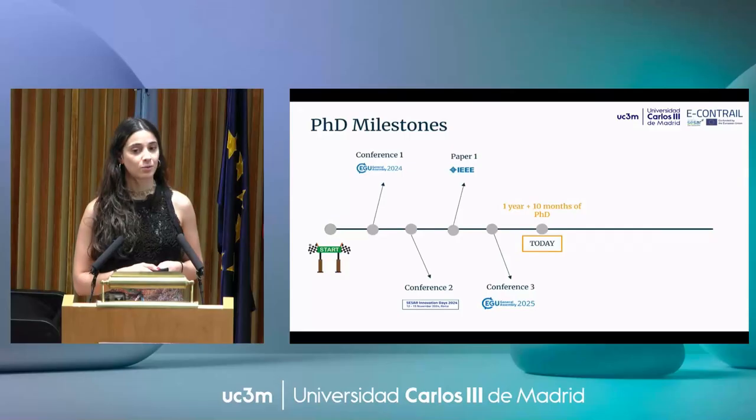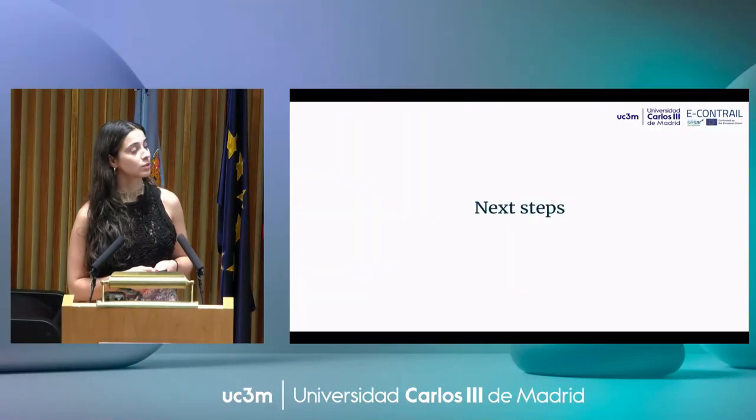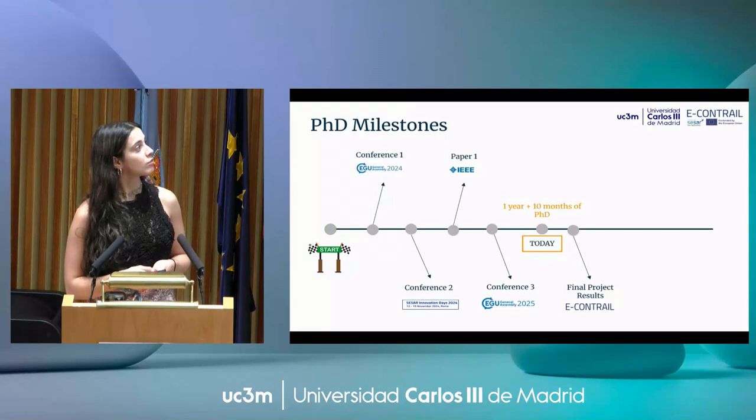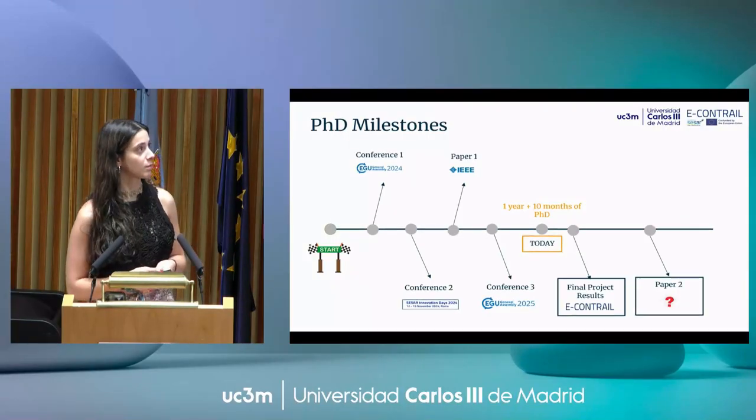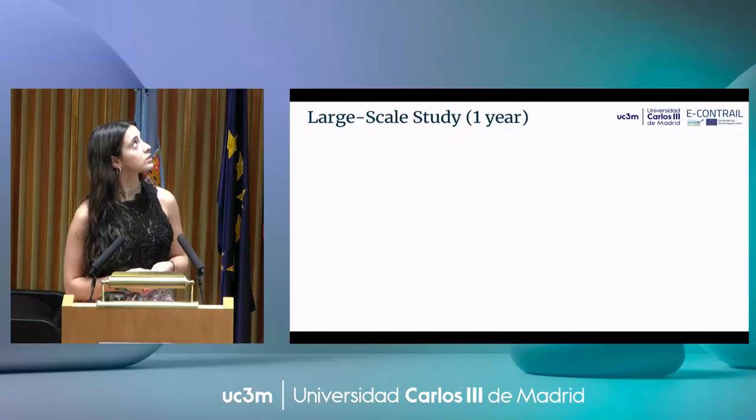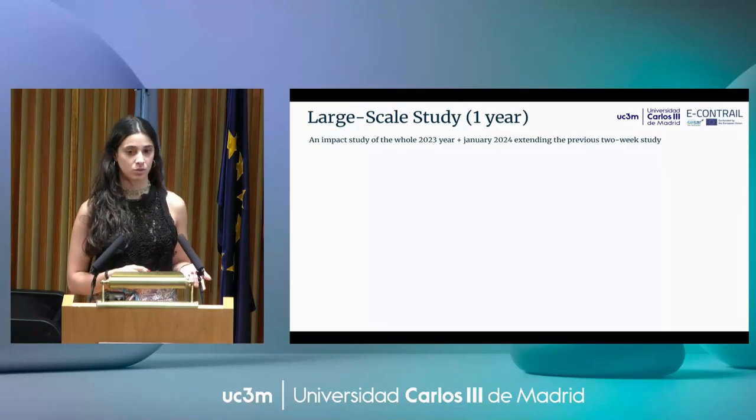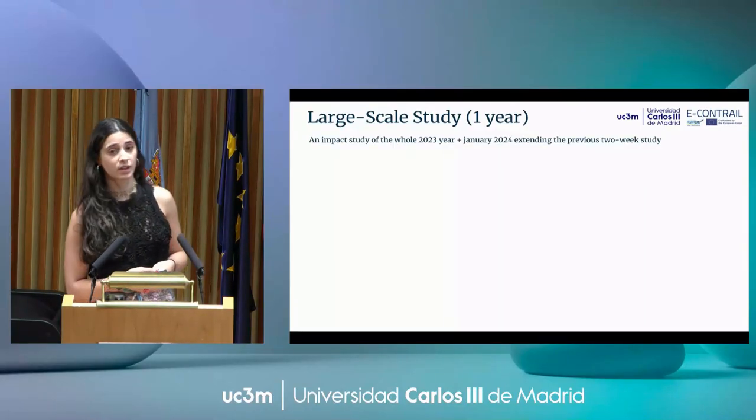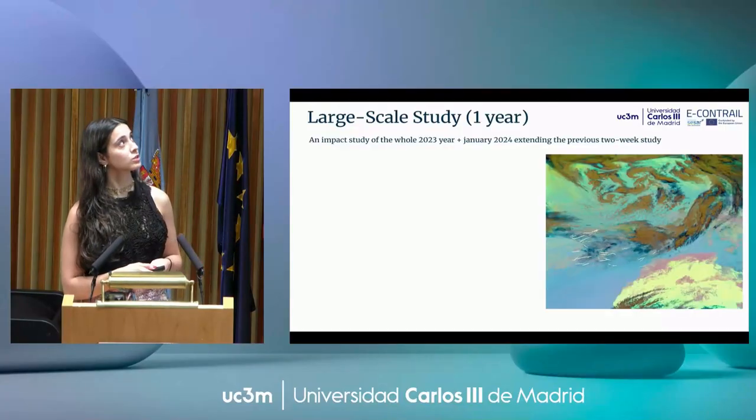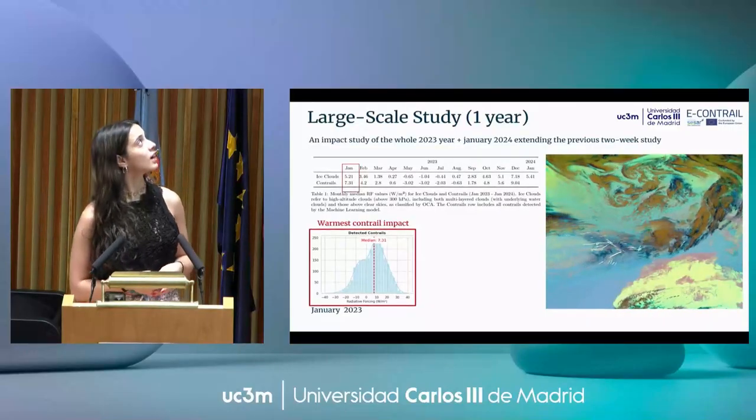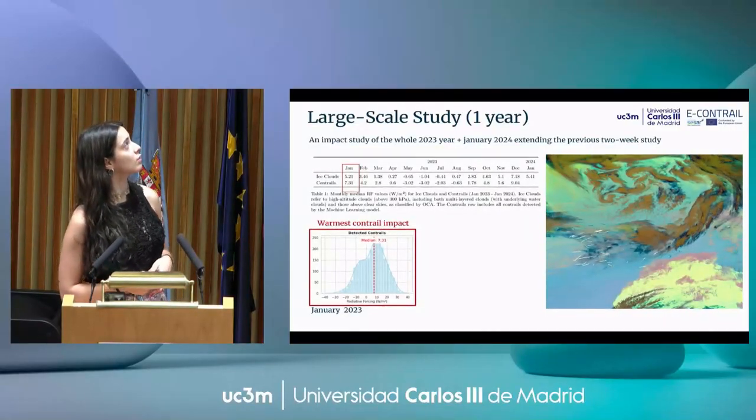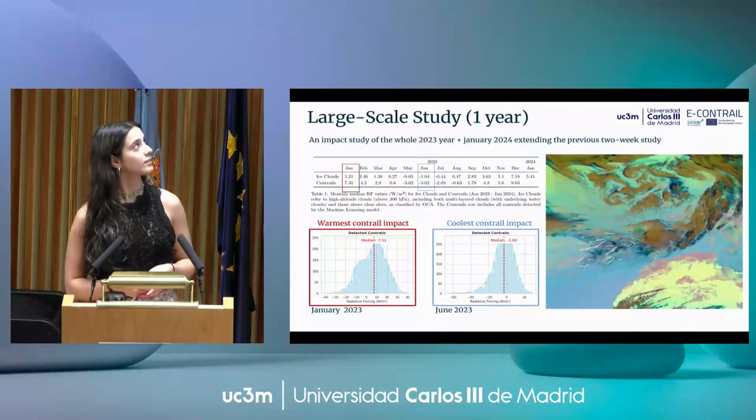This is me right now, 1 year and 10 months into the PhD, and some of the next steps I will mention. First, I need to get some of the final results for the contrail project, which will eventually result in a paper, hopefully. And this will be associated to a large-scale study, but this time with 1 year of data, the whole year 2023, and 1 month of 2024, which is an extension of the previous 2-week study. And I already have some preliminary results, but I'm working on it.